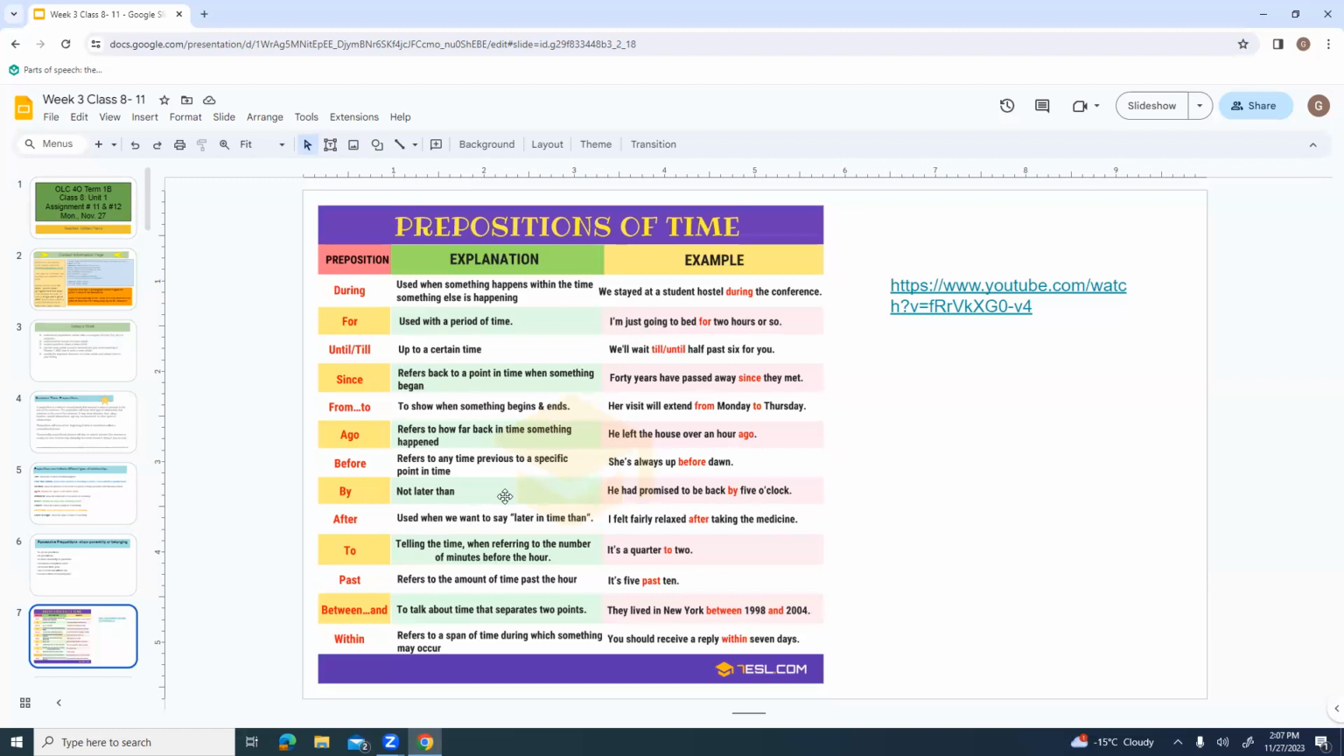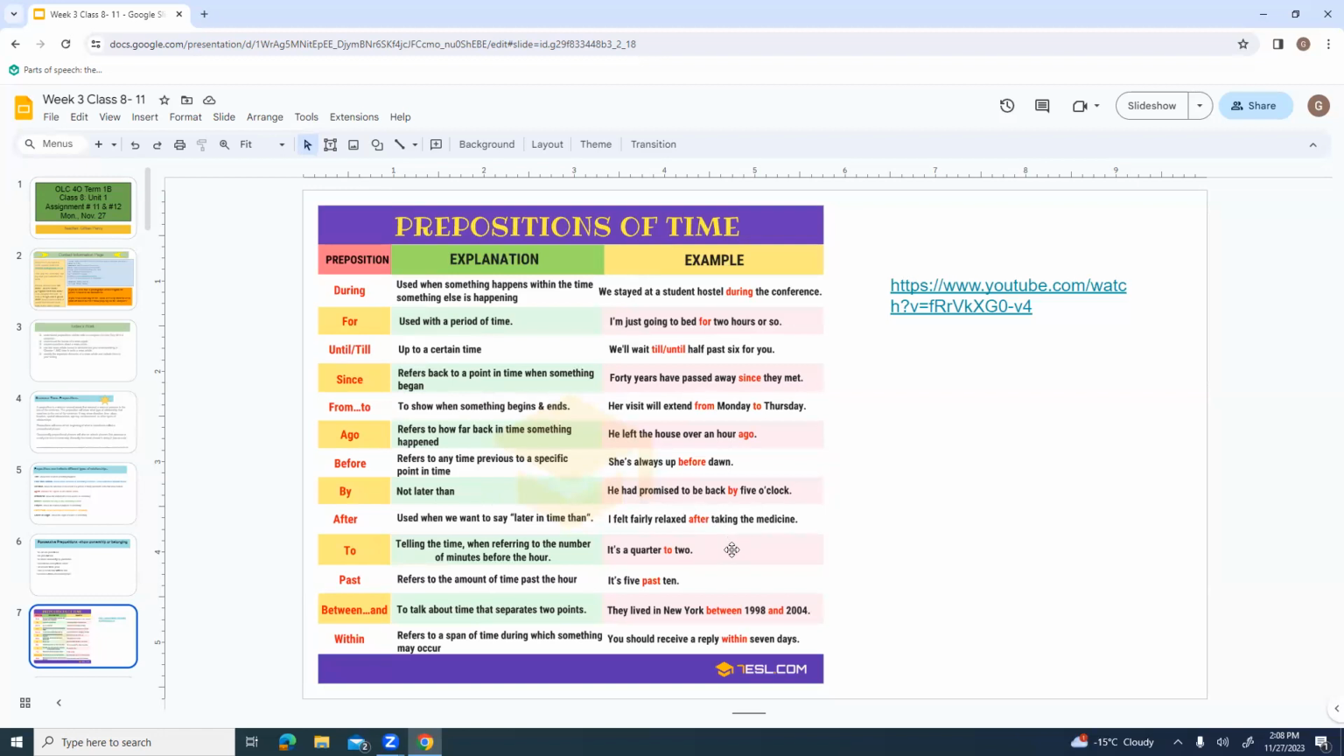After is used when we want to say something later in time. I feel fairly relaxed after taking the medication. I felt better after my dad came. To is telling the time when referring to the number of minutes before an hour. Like it's 1:45. It's not quite 2 o'clock, it's getting there. Past is the opposite. It's after the time, right? It's 10:05.